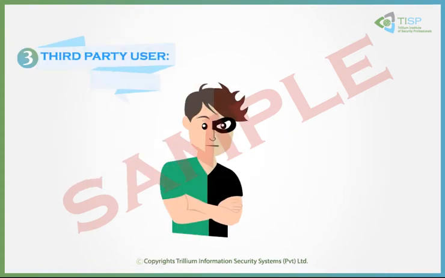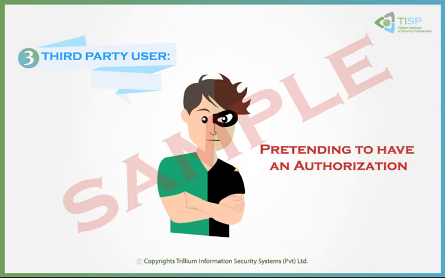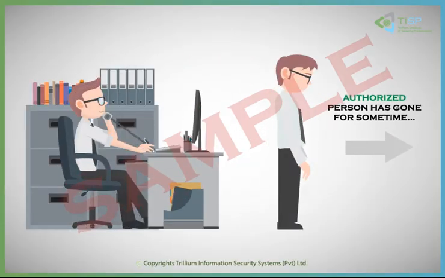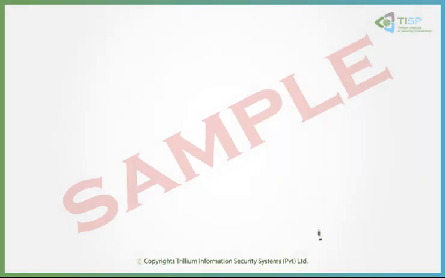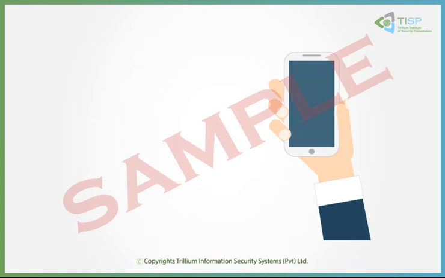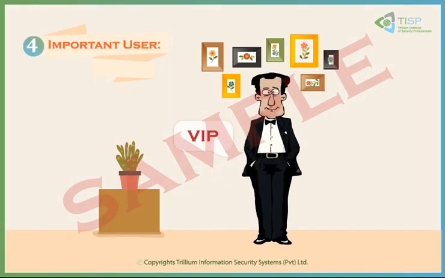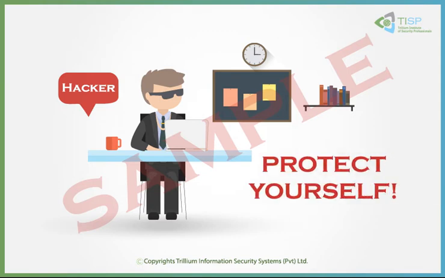A very common but effective strategy used by human-based social engineering is pretending to have an authorization to use a personal computer in absence of an authorized person. This is known as third-party user. To avoid such confusion, you must contact the official to verify his identity. A hacker may pretend to be a VIP or high-level manager with great authority. In such situations, low-level employees tend to overlook the security procedures. Verifying everyone's identity is crucial to protect yourself.